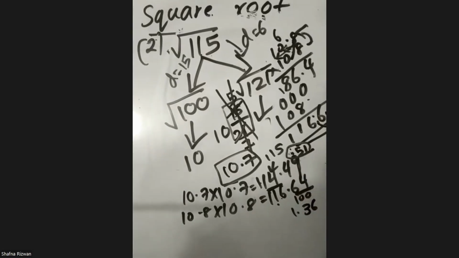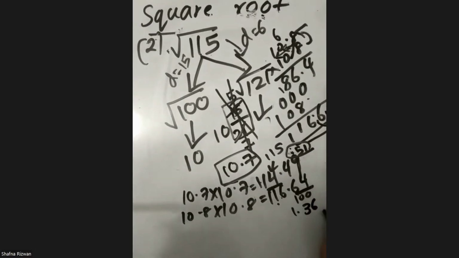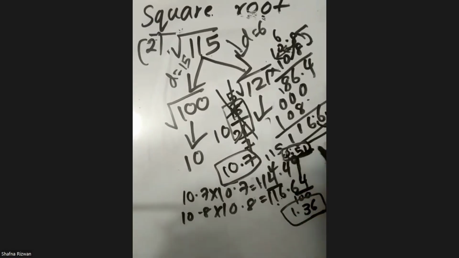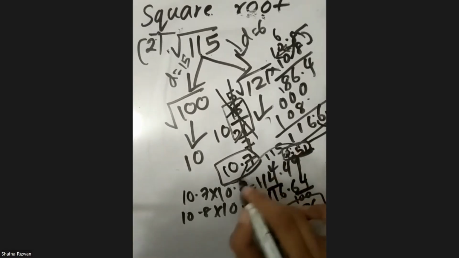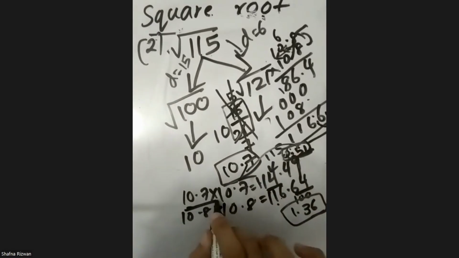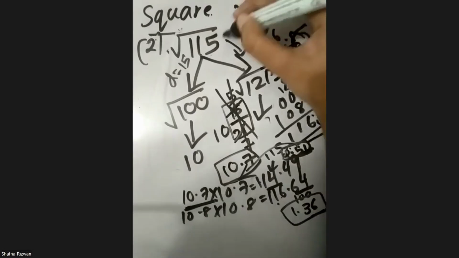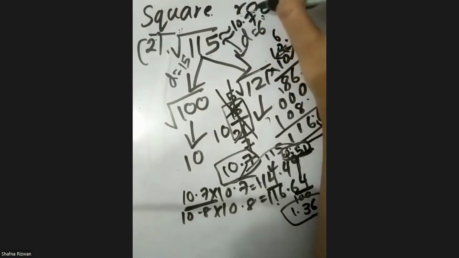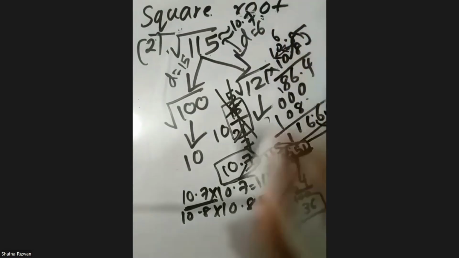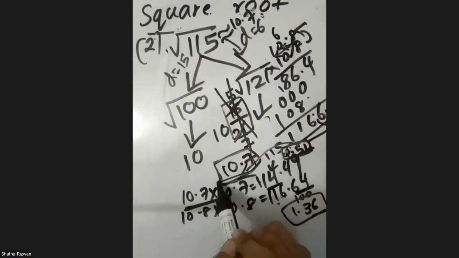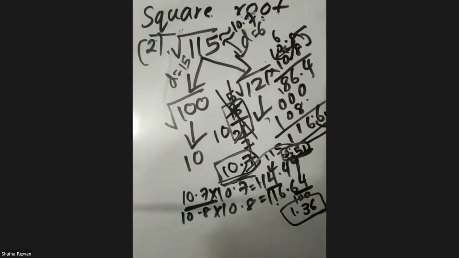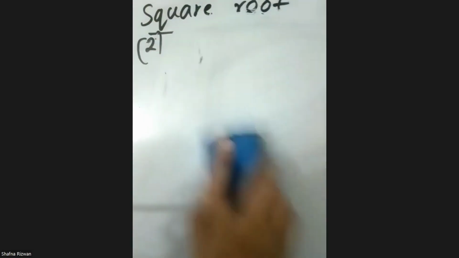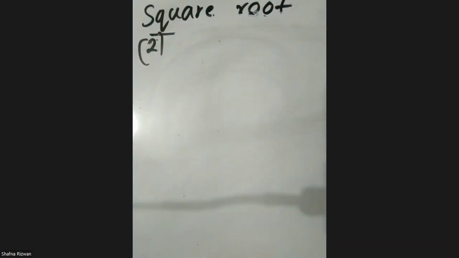Okay, is 1.36 smaller or 0.51 smaller? 0.51 only is smaller. So which one is closer to this? Closer to this is 10.7. So what is the answer? 115 is approximate to 10.7. Did you all understand it? See, even when I did, I got the answer 10.7 only. See, sometimes it happens. I told you, no. I hope you understood. Now let's go to the other question.